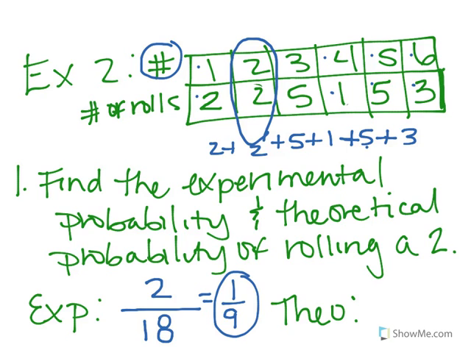Well, in theory, though, my theoretical probability is, I have 1, 2, 3, 4, 5, 6 different faces on my dice. So you would think that I would get a 2 1 out of 6 times. So in theory, my probability is 1/6. And that brings us to the end of my lesson.